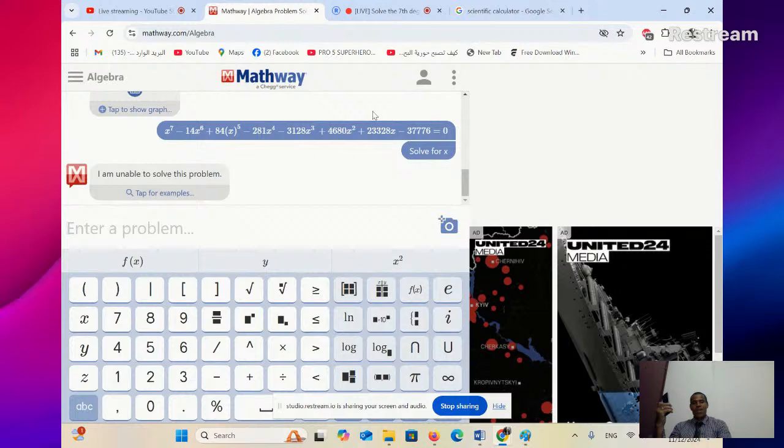Thank you a lot and goodbye. This is your mathematical teacher, Murad Sultan Ezouidi. Mathway says I'm unable to solve this problem. Even GeoGebra, he can solve this.